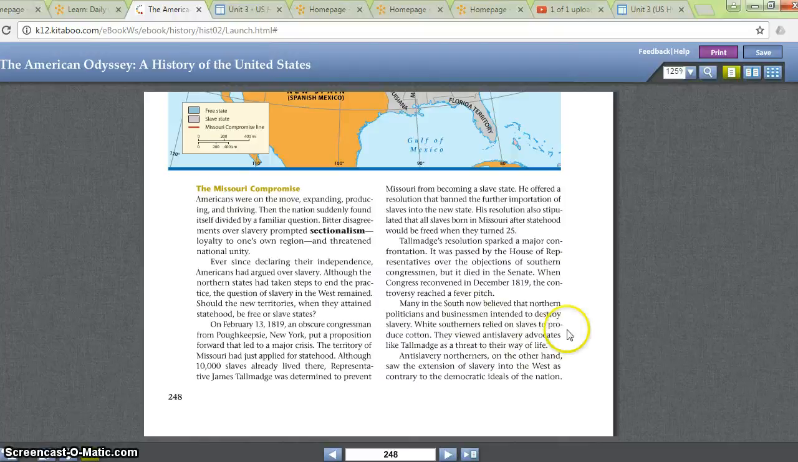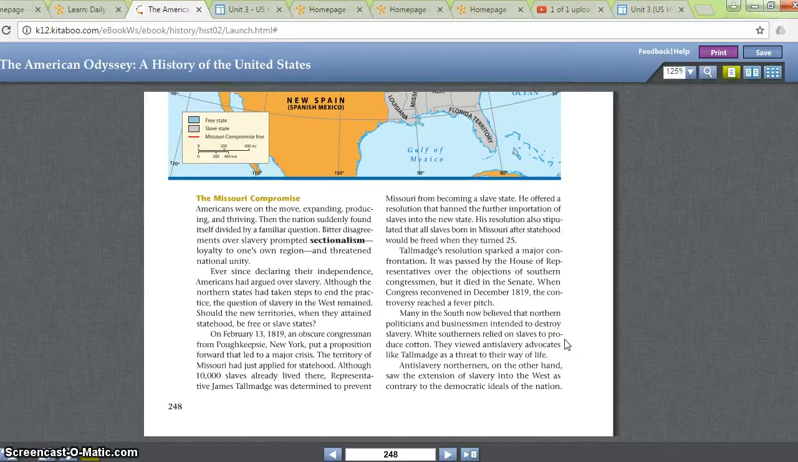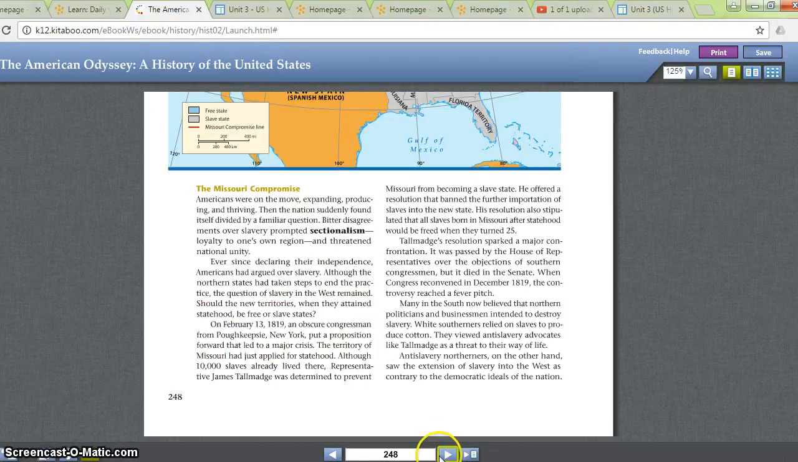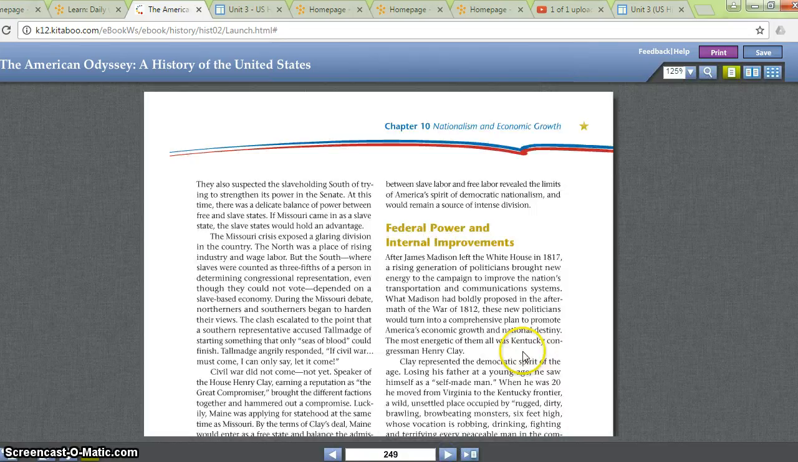White Southerners relied on slaves to produce cotton, and they viewed anti-slavery advocates like Tallmadge as a threat to their way of life. Anti-slavery Northerners, on the other hand, saw the extension of slavery in the West as contrary to the democratic ideals of the nation. And this is a map that's going to show us what the Missouri Compromise was about, but we need to read further to go through that.